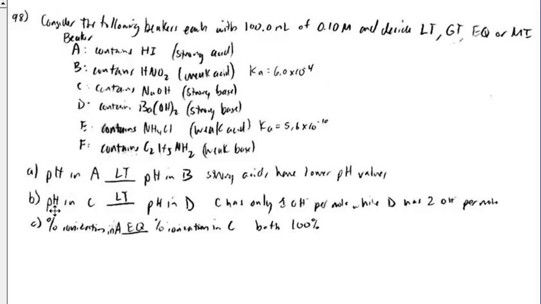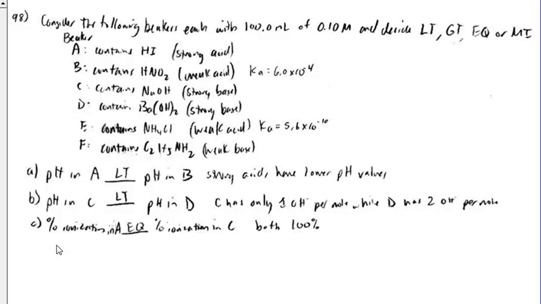In part B, you're asked to consider the pH in beaker C versus the pH in beaker D. Well, C has a strong base, and so does D. But D's strong base is something that will dissociate 2 hydroxides per every mole of barium hydroxide. So the pH in beaker C should be numerically lower than the pH in D, because in D there should be a higher concentration of hydroxides. There are twice as many hydroxides.